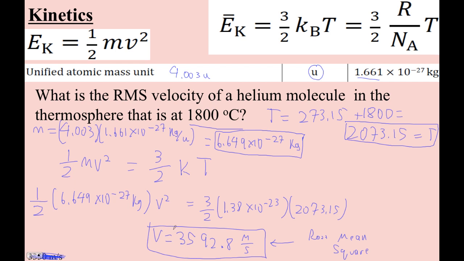There are going to be some particles that are going super, super fast, even faster than that. They're not all going that speed. That's just sort of an average. So some of the particles get up into the thermosphere, where the temperature is that high, and they escape. They actually can escape into space.